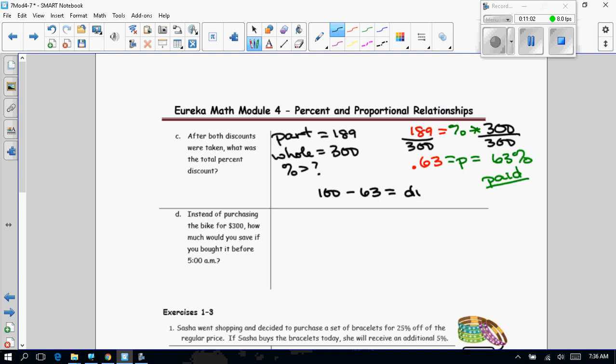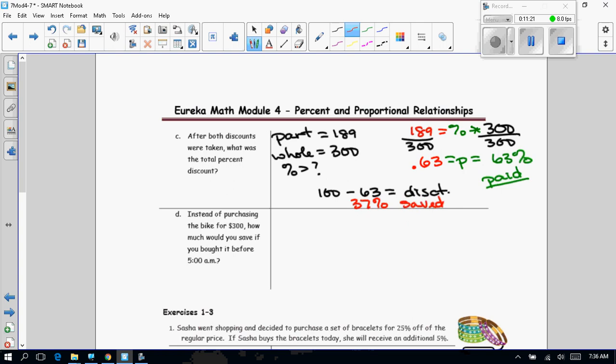This is my discount. And so when I subtract that, I find out that I have 37% saved. That's my discount. Most people think it's going to be 40, and it's close to 40, but it really isn't. It's not quite 40%.